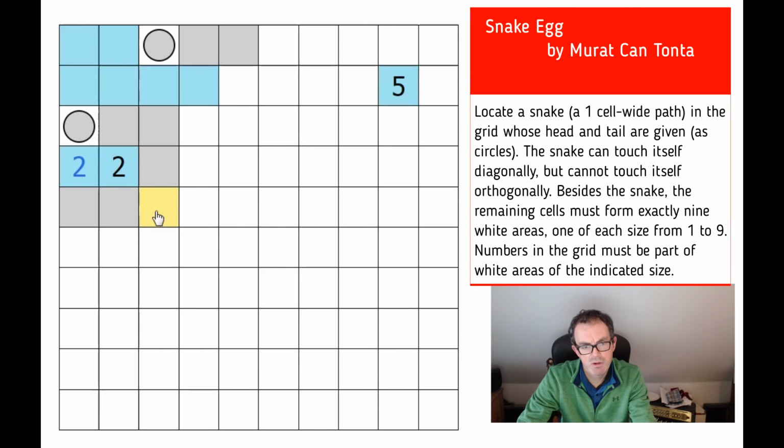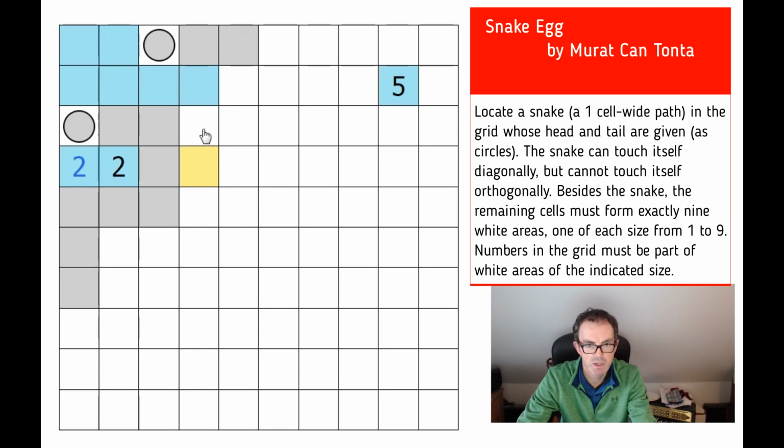Now, this square I think has to be grey, and that's because although in theory the snake could come this way, how could it ever come back to this area? If it did this and then, say, came down like that, and then here it would have to turn, and by turning it's going to go back on itself. So that square's grey, this square's grey, this square's grey as well, because again it can't come back on itself.